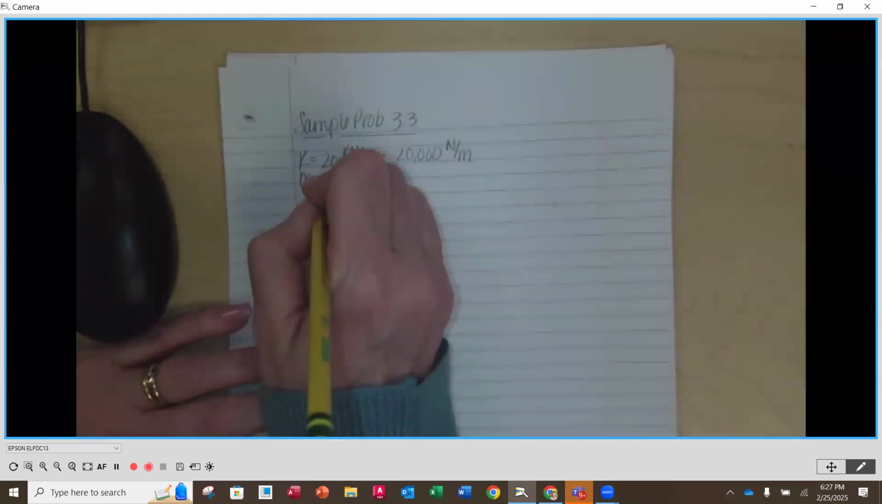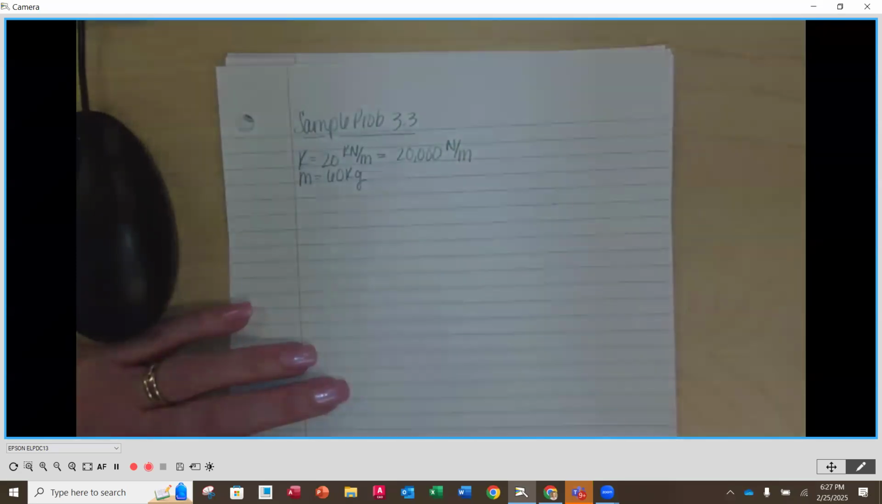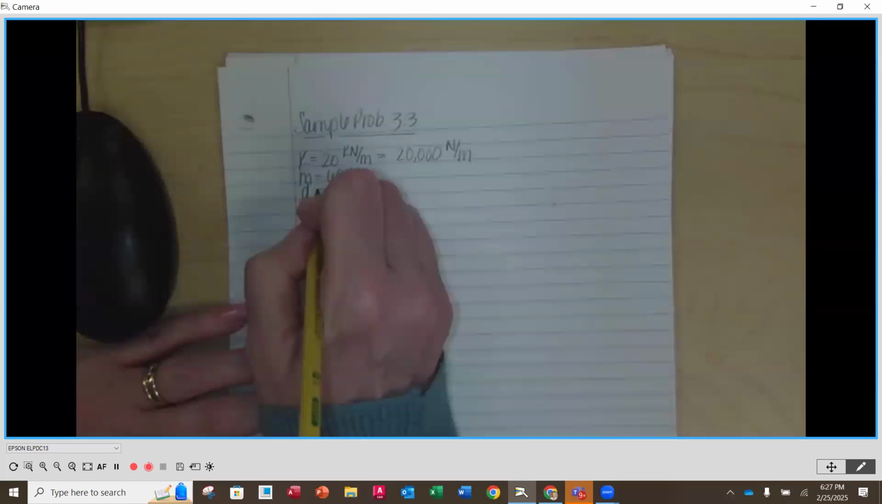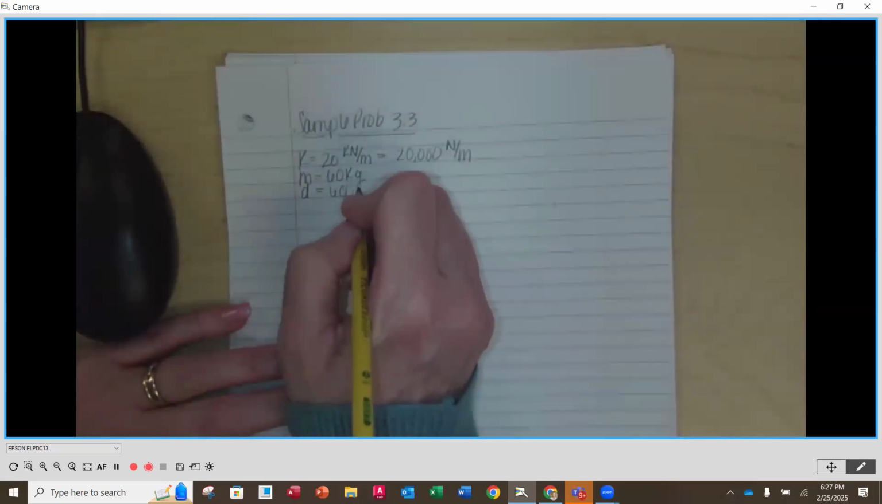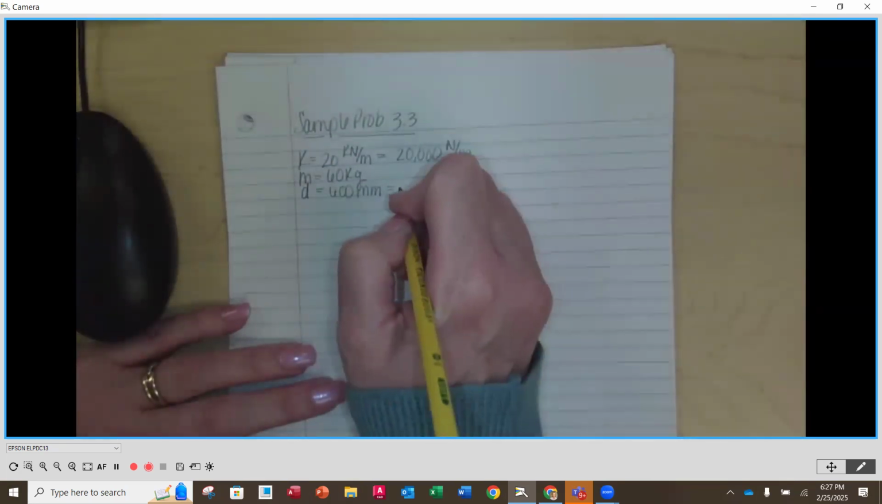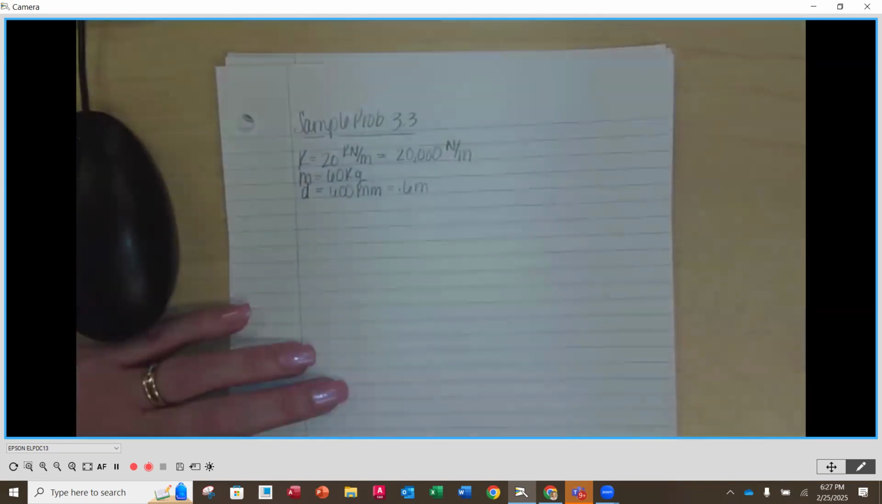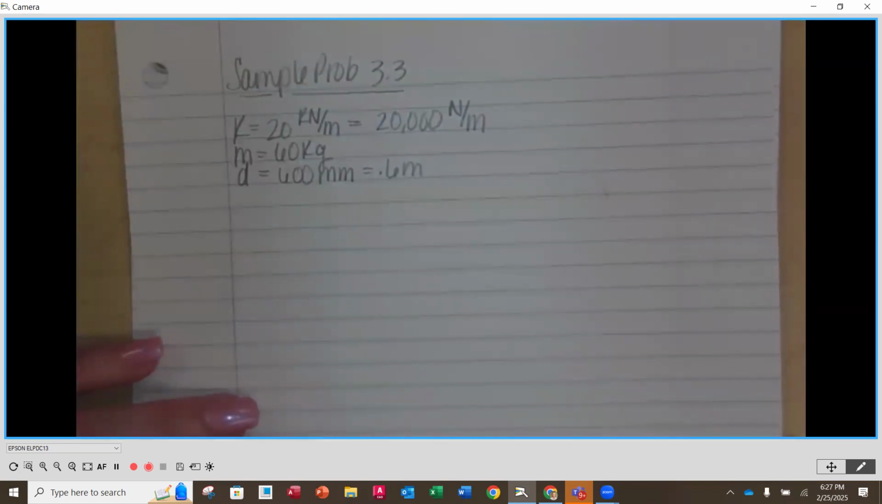We know that the mass of that block is 60 kilograms. We know that the distance that we're going to be covering is going to be 600 millimeters, but distances need to be in meters. So that's going to be 0.6 meters. I like to get these things out there right away. That way I don't have to try to remember it later on.